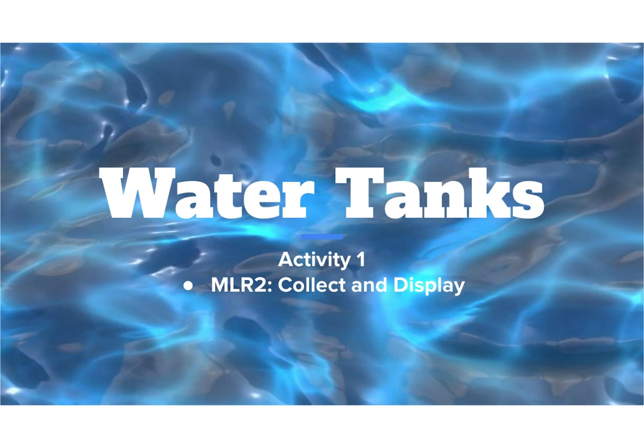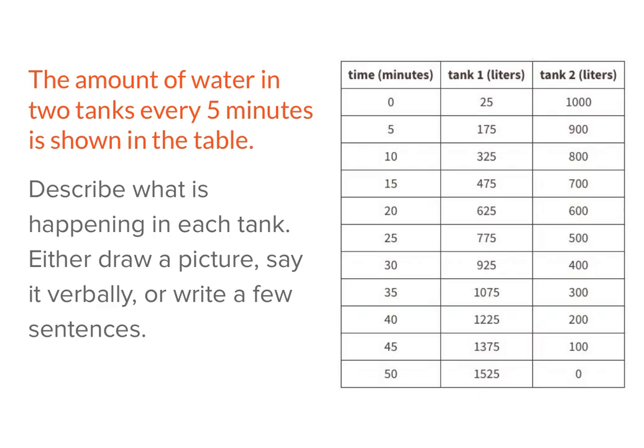Next, we're going to take a look at water tanks. So we're going to look at the amount of water in 2 tanks every 5 minutes, and that's going to be shown to us in a table. So I want you guys to start looking at this table, and I want you to think about what is happening in each tank. Okay, so you can either draw a picture to describe this. You can write a few sentences. You could type it in your Edpuzzle. But I want you to share with me what is happening in each tank.